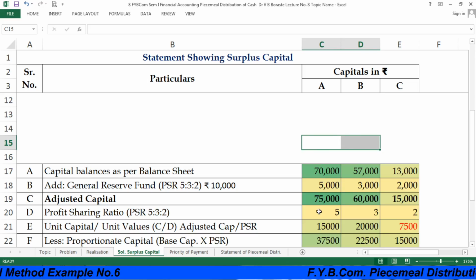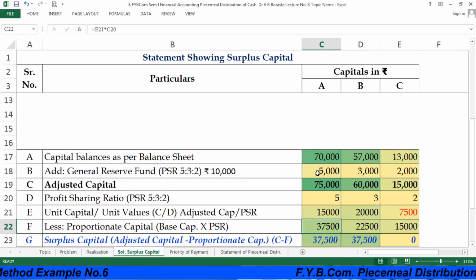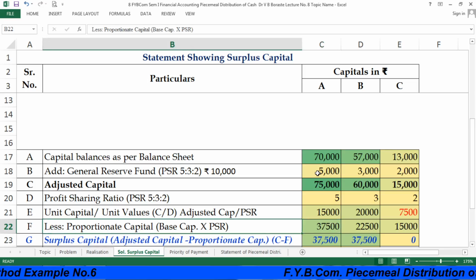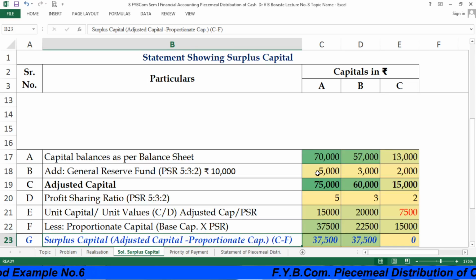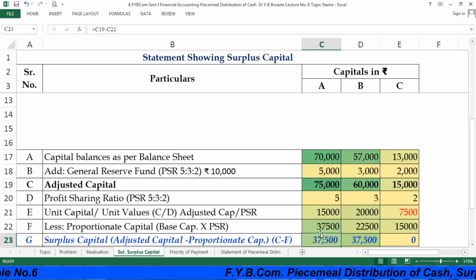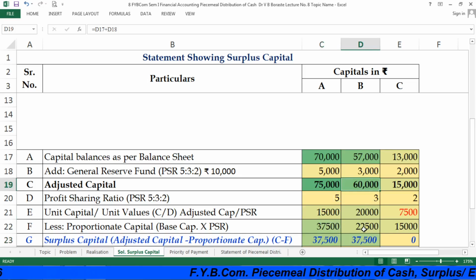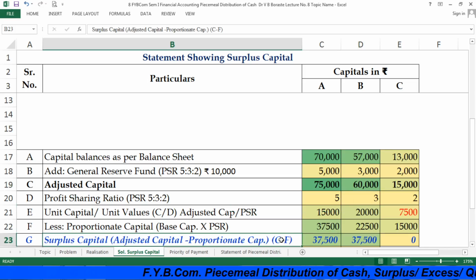We got proportionate capital. After getting the proportionate capital, we can calculate the surplus capital. Surplus capital is nothing but adjusted capital minus proportionate capital. So 75,000 minus 37,500, we got 37,500. That is the surplus capital of Mr. A. Then in case of Mr. B, 60,000 minus 22,500. The answer is 37,500. That means we got surplus capital of rupees 37,500 of Mr. A and 37,500 of Mr. B.